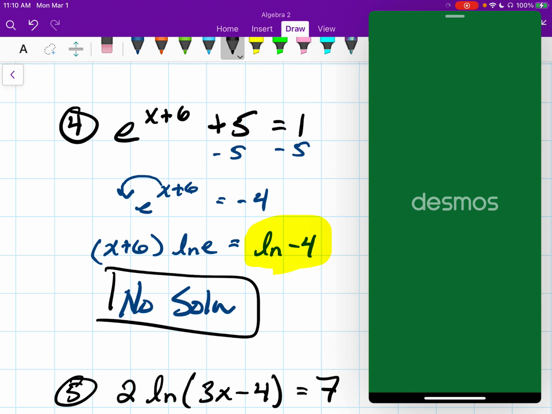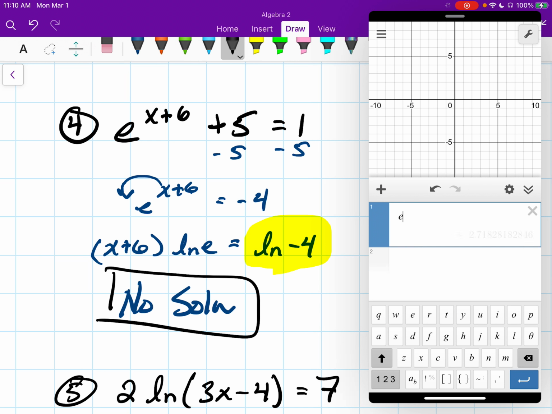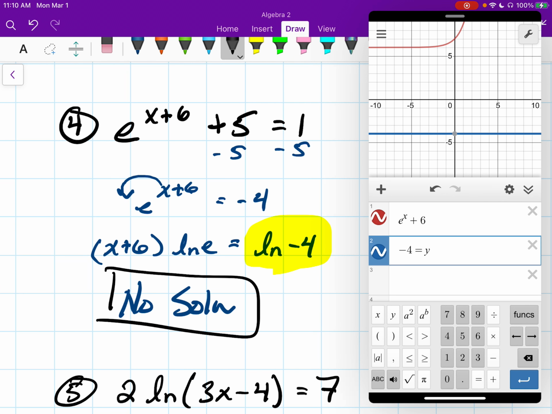You know what? I'm questioning myself. Let's go ahead and graph this and make sure that this is right. We'll graph e to the x plus 6, and we'll have this equal to -4. We'll say y equals -4. That way it'll actually graph it.